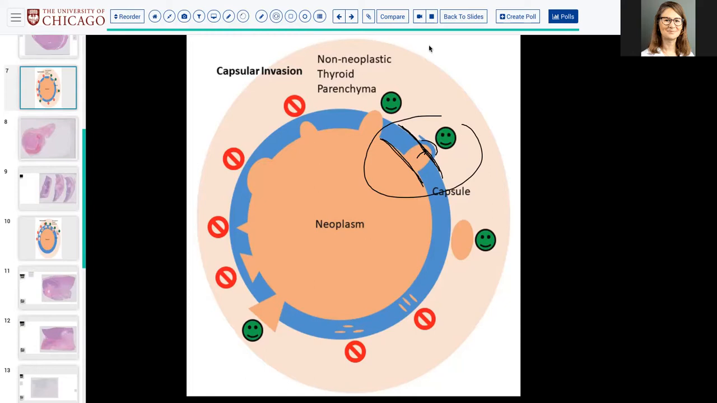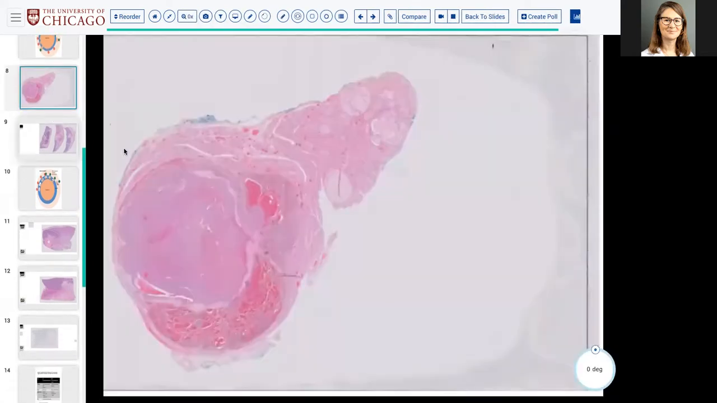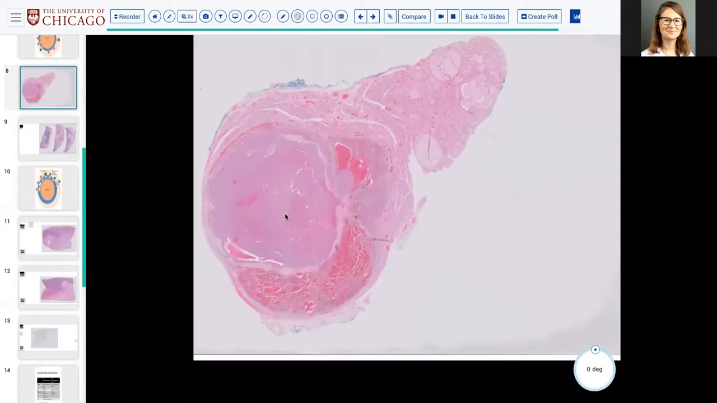So other than that, I think these are pretty conceptually straightforward. Whether they are straightforward in practice or not is another issue. Okay. How about the next case?